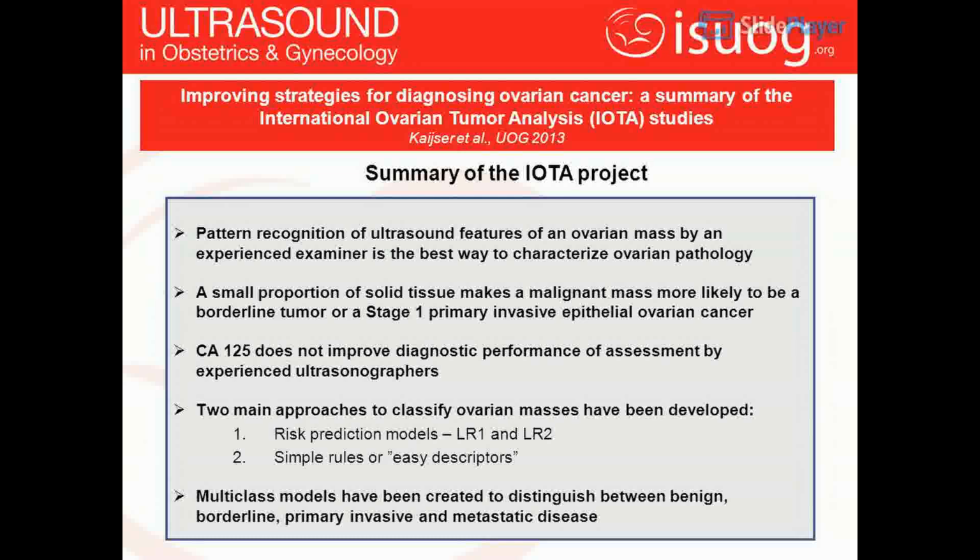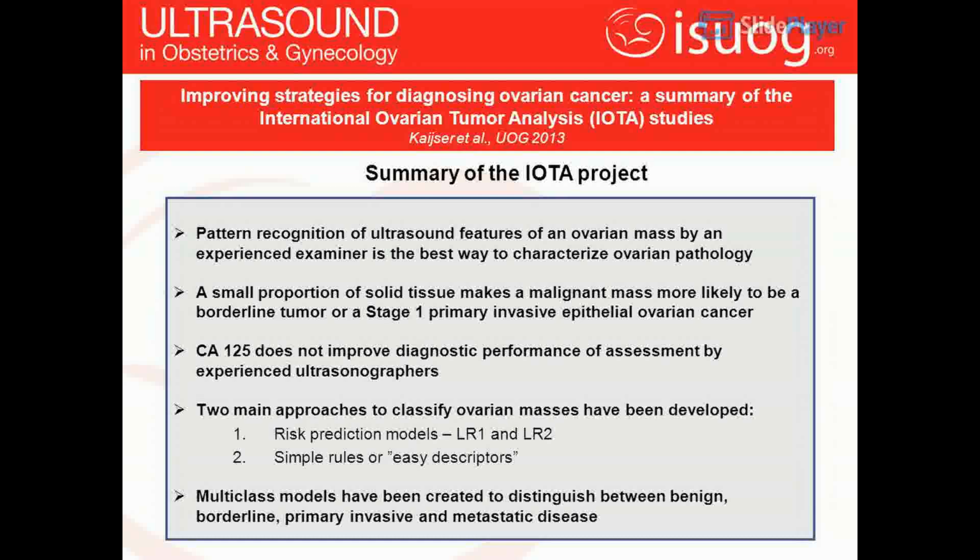Summary of the IOTA Project. Pattern recognition of ultrasound features of an ovarian mass by an experienced examiner is the best way to characterize ovarian pathology. A small proportion of solid tissue makes a malignant mass more likely to be a borderline tumor or a stage 1 primary invasive epithelial ovarian cancer. CA125 does not improve diagnostic performance of assessment by experienced ultrasonographers.